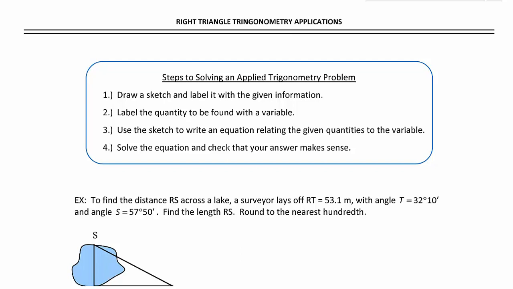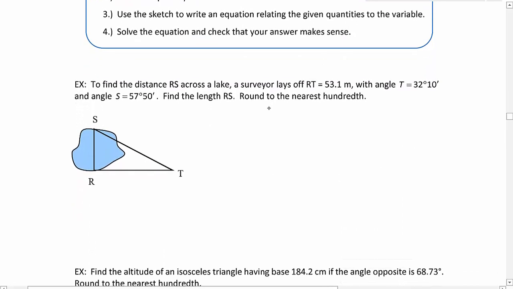So our general approach, our steps to solving an applied trigonometry problem, is you want to start with a sketch. This is really important for us. Make sure that we have all our angles in the right spot. So draw a sketch and label it with the given information. Label the quantity to be found with a variable. Then you're going to use the sketch and our definitions of our trig functions using SOHCAHTOA to write an equation relating the given quantities to the variable, and then we'll solve our equation and check that our answer makes sense and include any necessary units since this is an application problem.